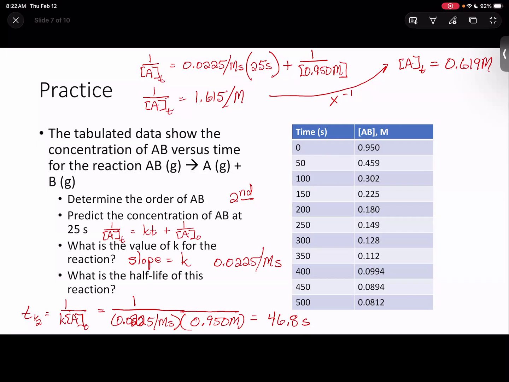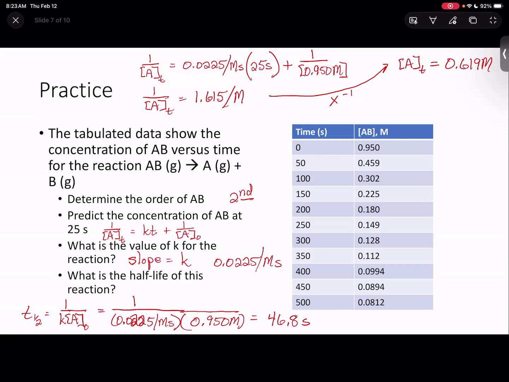Questions? So what did I do? I made 3 graphs. The first one was concentration versus time. It had a bad R-squared. The second one was natural log of concentration versus time. Its R-squared was better. But it wasn't until I graphed 1 over A versus time that I got the best R-squared. So because it was 1 over A, that told me that it was second order.